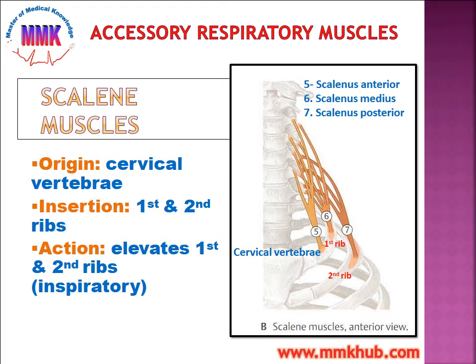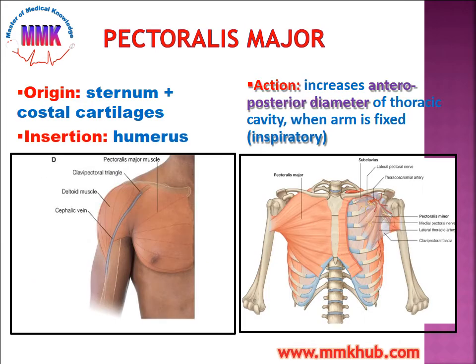They arise from the cervical vertebrae and are inserted into the first and second ribs. Their action is to elevate the first and second ribs during forced inspiration. Then the pectoralis major muscle. It arises from the sternum and the costal cartilages and is inserted into the upper part of the humerus. Its action is to increase the anteroposterior diameter of the thoracic cavity when the arm is fixed.